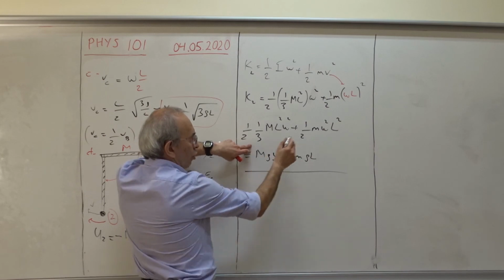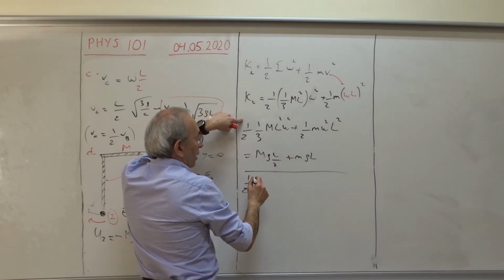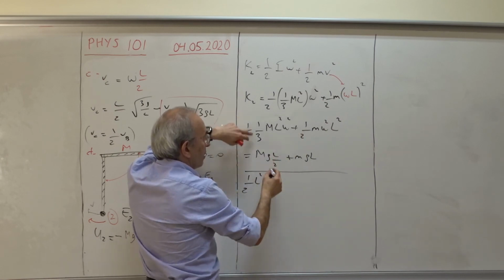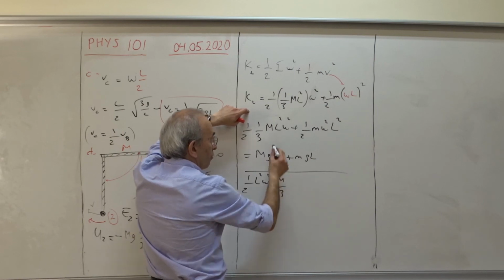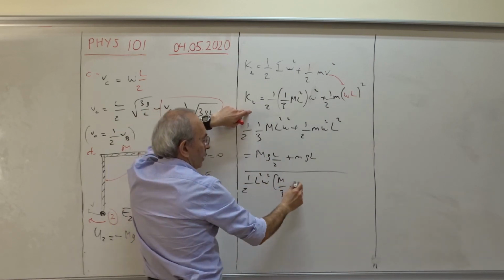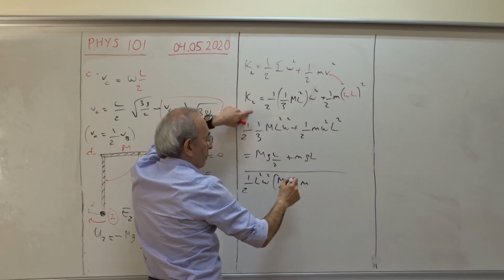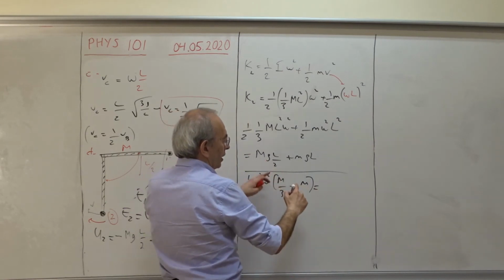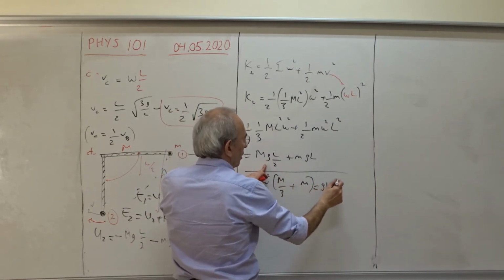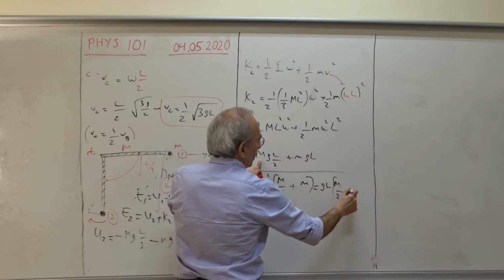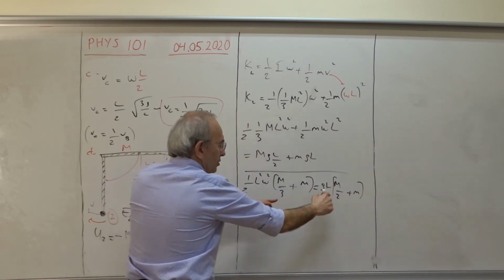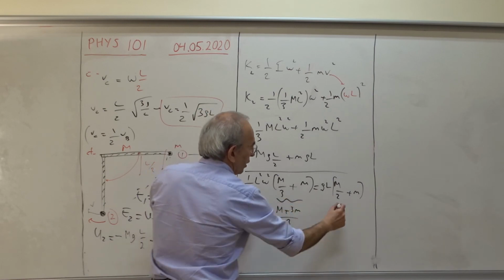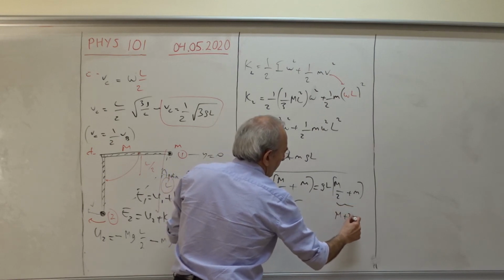So 1/2 is common, so take 1/2 outside. L squared also common, omega squared is also common. Inside we have remaining terms, capital M over 3 from the first, so we finished the first term, plus little m only because the others are already written. On the other side we have GL, common terms, multiplied by capital M over 2 plus just little m. So we can arrange these. This becomes capital M plus 3 little m over 3. This becomes capital M plus 2m over 2.